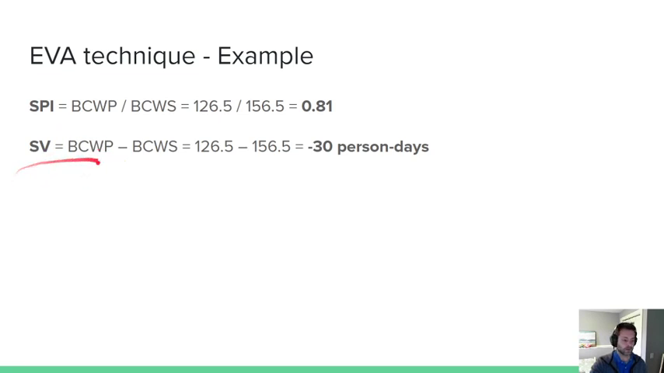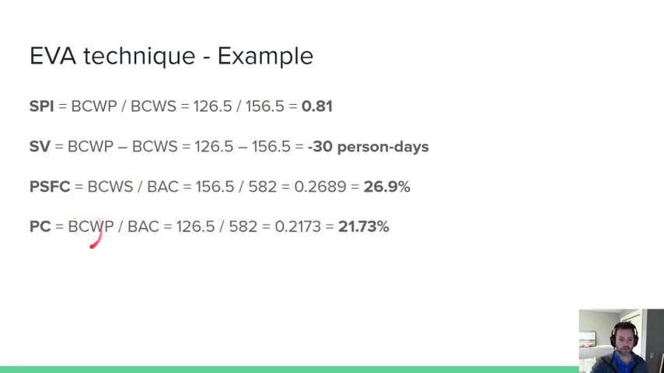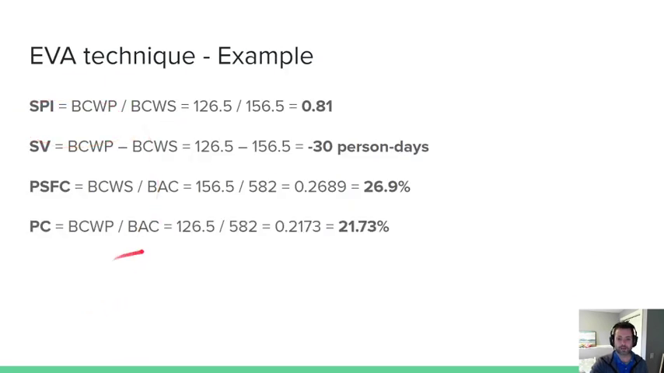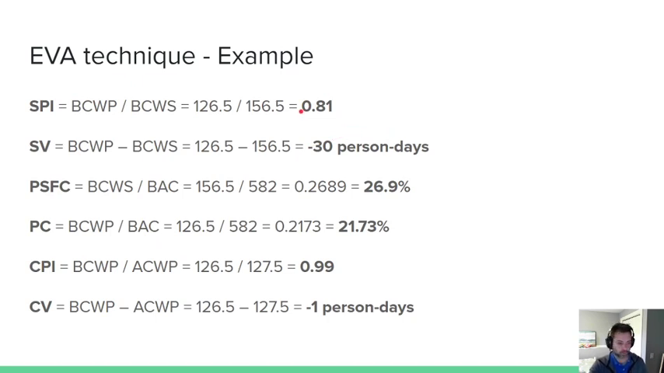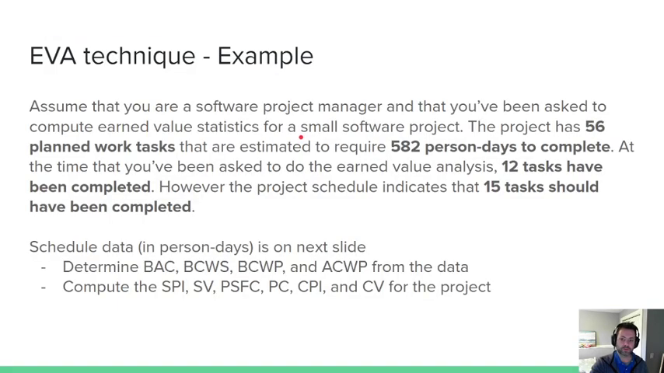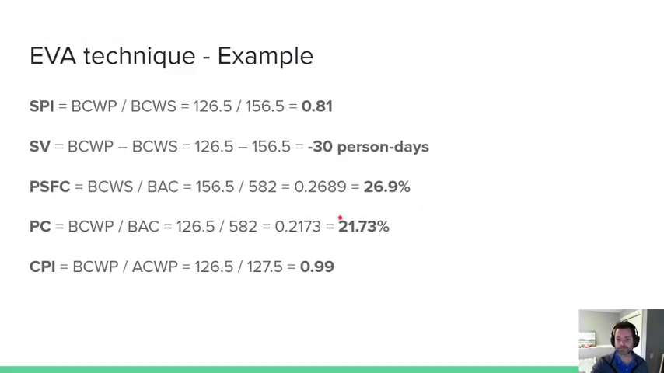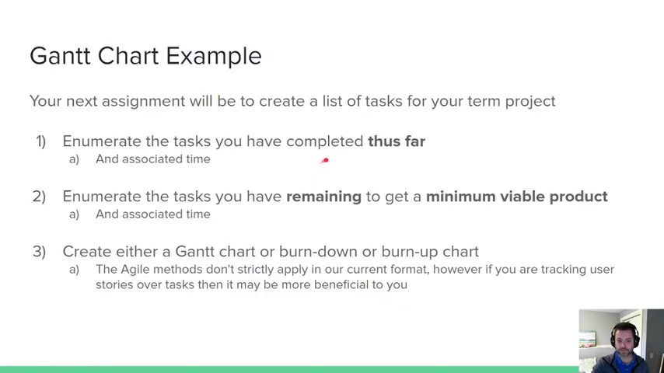So, what's your SPI? What's your SV? What are all these acronyms that I said were important? And again, based on all of this, greater than one or less than one. If you're greater than one, you're ahead of schedule. If you're less than one, you're behind schedule. And right here, you can see very clearly in an easy to digest format that we are behind schedule. If you actually look at your problem statement, 12 tasks have been completed, 15 should have been completed. Yeah, clearly you're behind schedule. But it might not be that simple. So we have to get some metrics to figure things out. So we're behind by 30 person days, for instance.